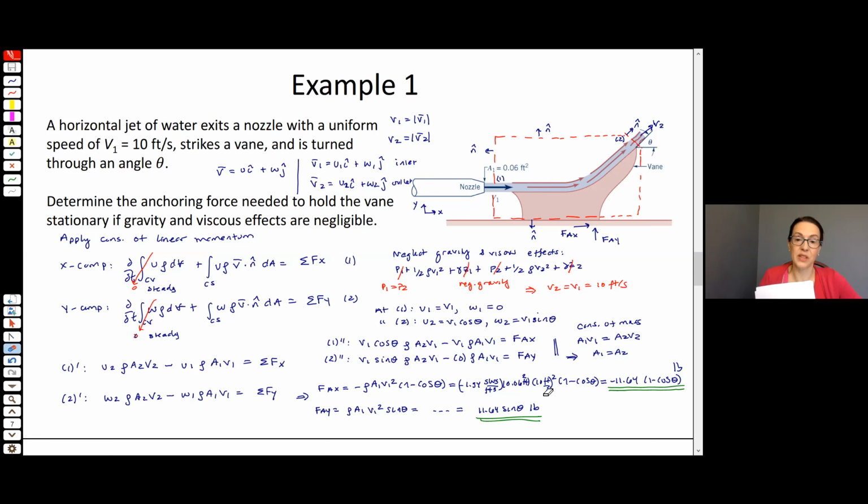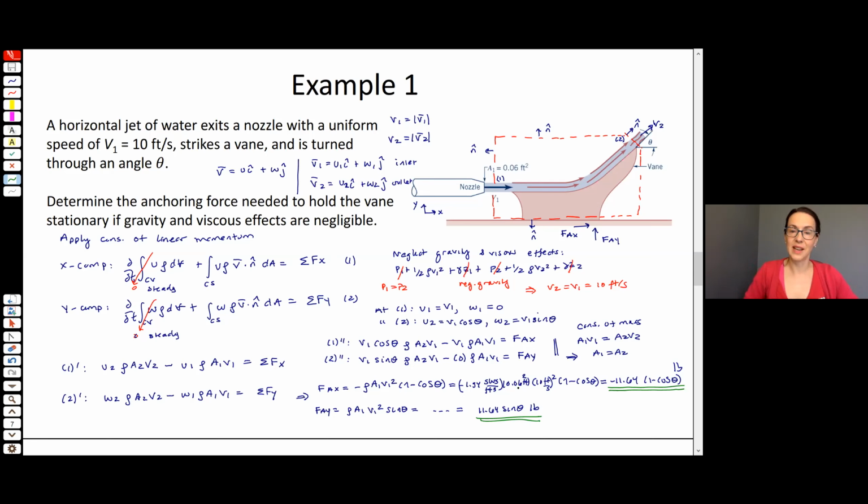So now what happens if theta is 0 degrees? There's no forces in the y direction. Exactly. If it's 0 degrees, then the water is not turning at all. It's just sliding across a flat surface. There's no forces in the y direction, but also in the x direction, right? And that's because there's no friction force. We assume that viscous effects were negligible. So there are no forces at all. It just slides right across.